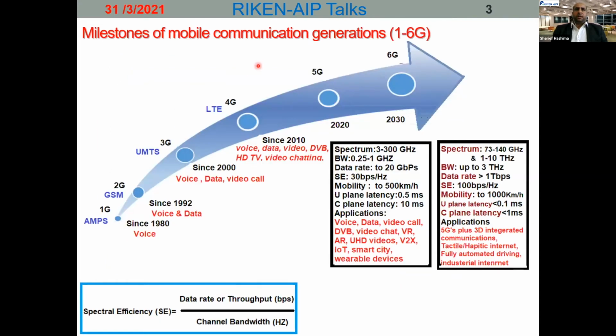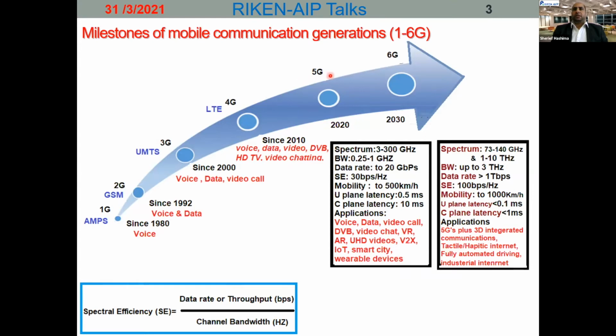The milestones of mobile communication: everybody knows that we are now in 5G. Before 1980, it was the first generation of mobile, which was applied for voice only. Then the second generation, which was GSM, Global System for Mobile, for voice and data. Then the third generation for voice, data, and video. Then 4G is voice, data, video, digital video broadcasting, high definition TV, and video chatting.